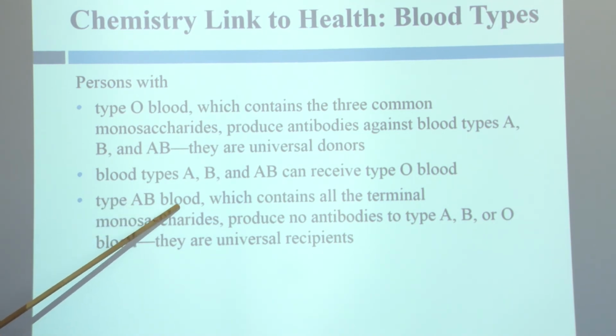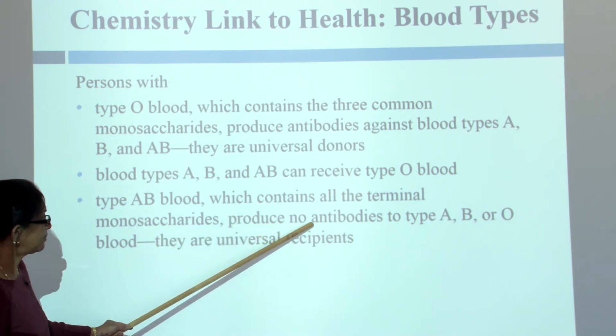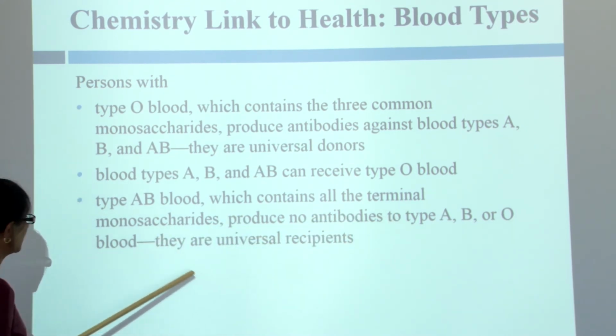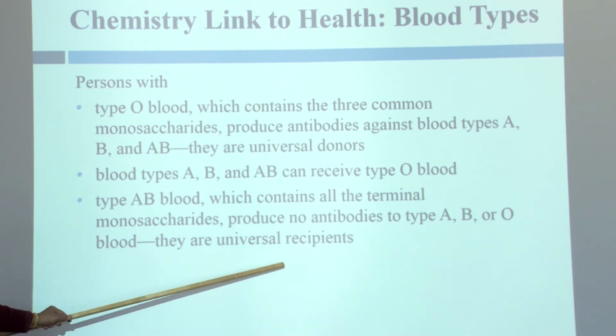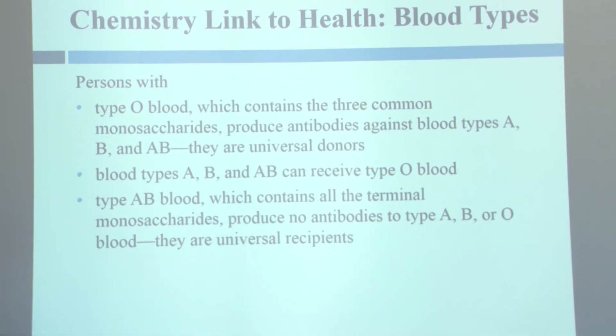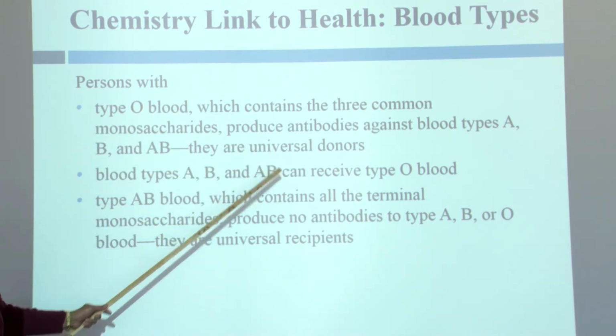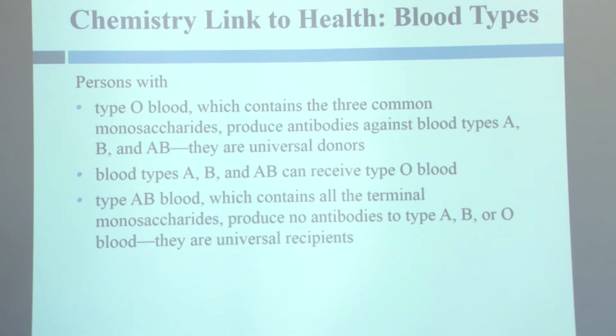Type AB blood, which contains all the terminal monosaccharides, produces no antibodies to type A, B, or O blood. They are universal recipients. So antibodies are formed to protect. Type AB can receive blood because they produce no antibodies. And type O blood, they are universal donors. They are good donors.